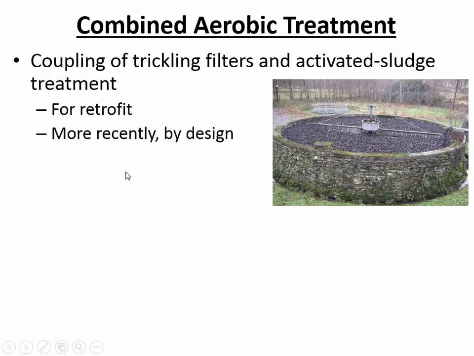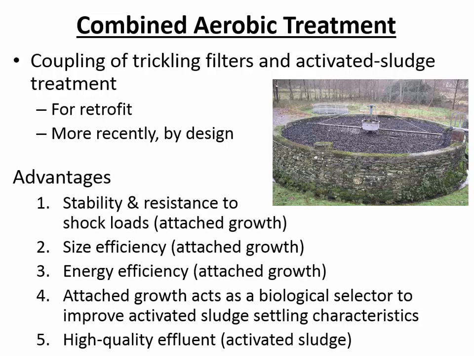Combining together a trickling filter and activated sludge in the past was done for places where they were trying to retrofit a reactor. Let's say they already had a trickling filter but it wasn't giving high enough effluent quality, then they'd put activated sludge downstream of it. Or maybe a trickling filter could be put upstream of an activated sludge system as a roughing filter to get a really quick, high efficiency removal of BOD.